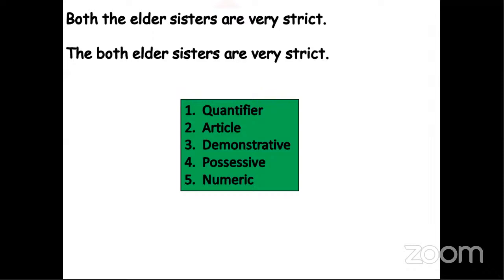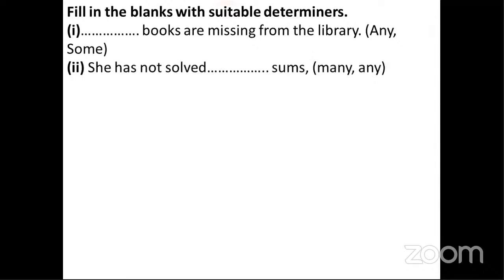So now you have seen what are multiple determiners, and you have seen the rule or the order in which the multiple determiners have to be placed. Now, equipped with all this, let us solve a few exercises. Fill in the blanks with suitable determiners. Dash books are missing from the library. Any books? Some books? What is the correct answer? Yes, I'm sure you would have got it. Some books. She has not solved any sums, many sums? She has not solved many sums.